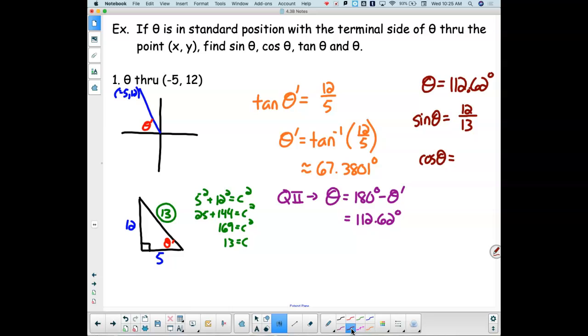Show of hands, yes? Be proud of your wrong answer. Why is it wrong? No. Why is it wrong? Why is it wrong? I get -5 over 13. Why?